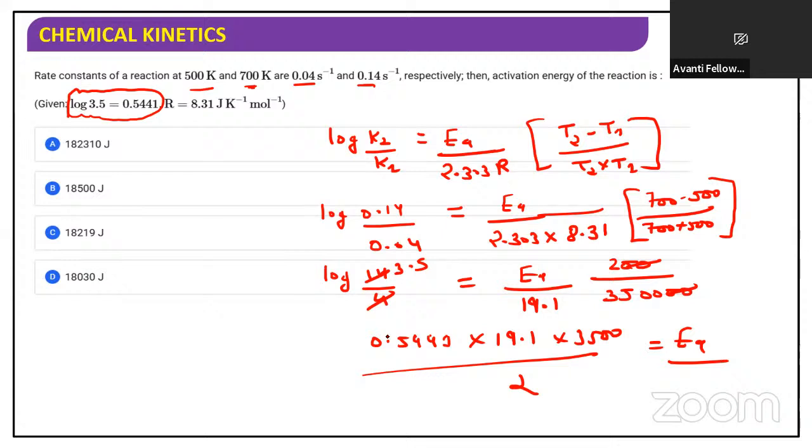So Ea comes out to be 18219. On solving, you'll get this value, 18219. So which is the correct one? That is C. So option C is absolutely correct. 18219 Joule. So this is the correct answer. Yes, beta. Good.